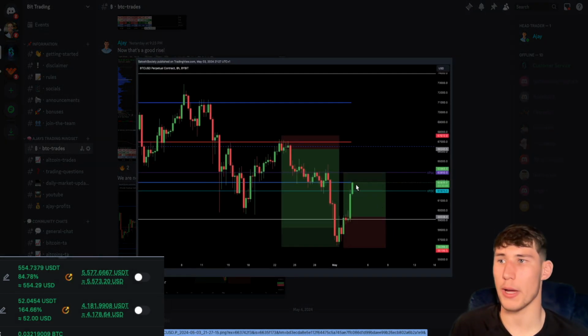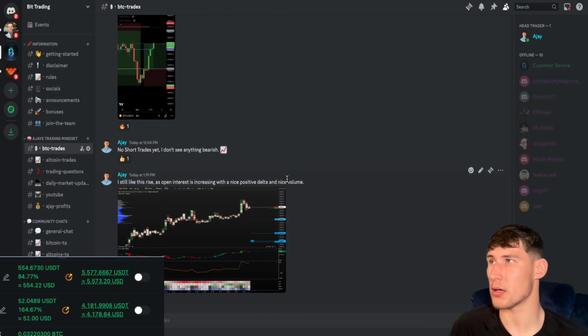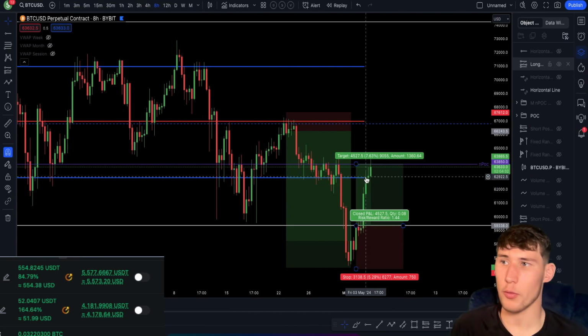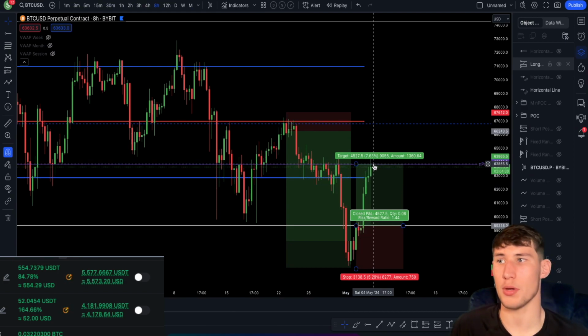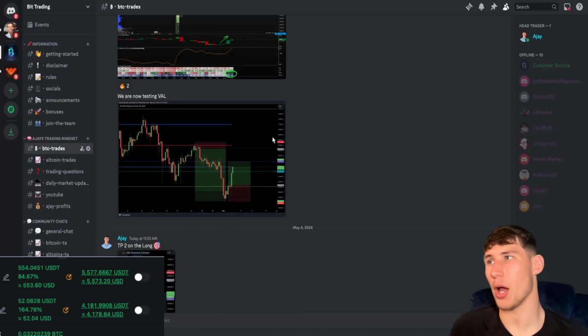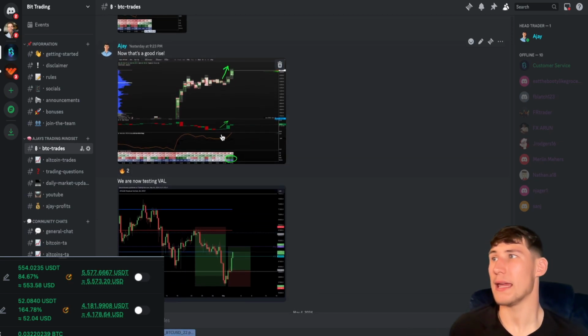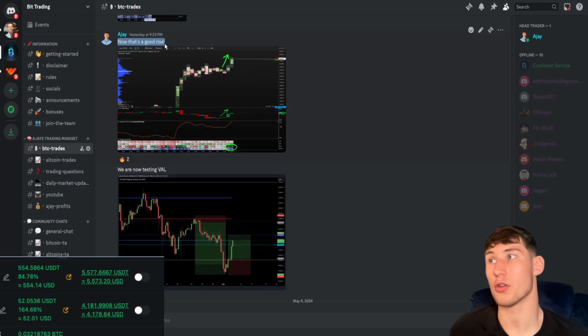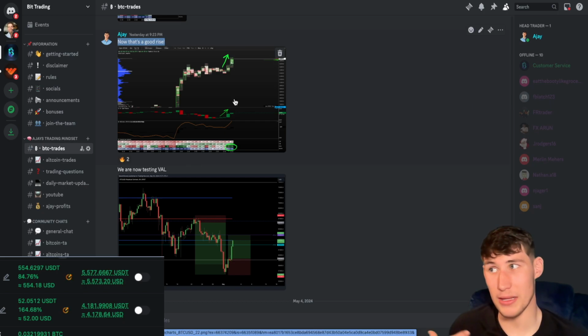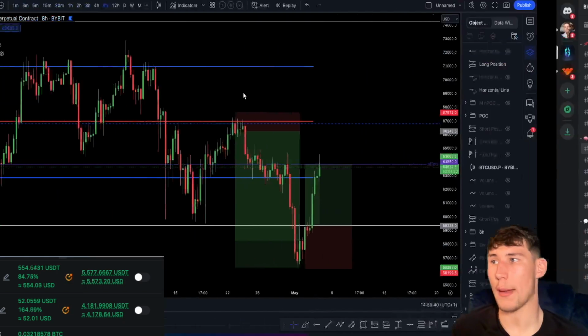Price rose all the way up to this monthly MPOC. So if we take a look at the charts again, as you can see, we've risen up to the monthly MPOC. So this is the type of information you are getting in the Discord. As you can see, this is a good rise. I'm telling them that I like the rise towards the upside. And what happened after I posted that?